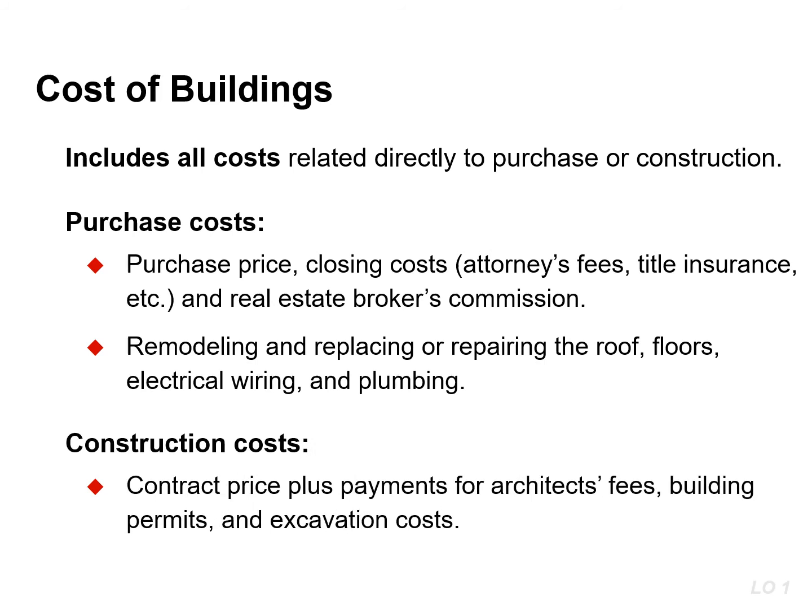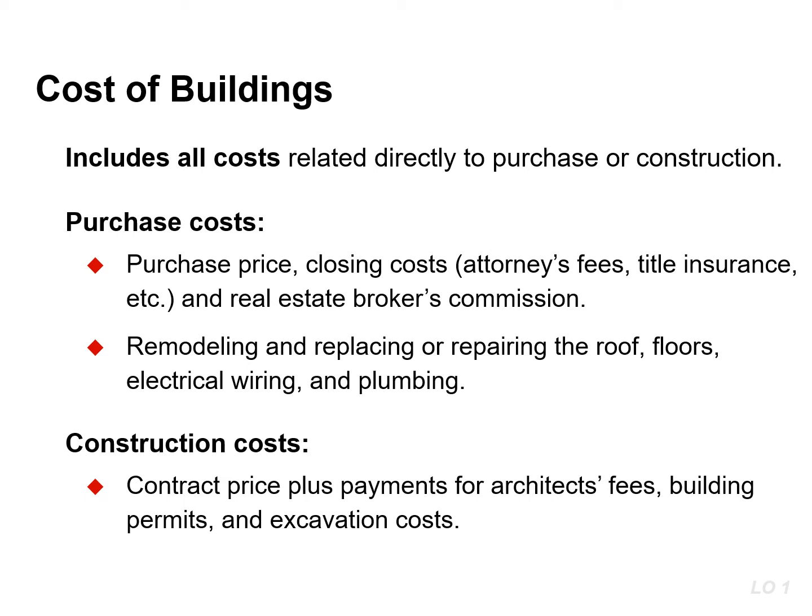When a new building is constructed, its costs consist of the contract price plus payments made for architect fees, building permits, and excavation costs. In addition, companies add interest cost or financing cost to the cost of a building, but only during the construction period. When construction has been completed, any interest payments on funds borrowed to finance the construction are recorded as increases or debits to interest expense.